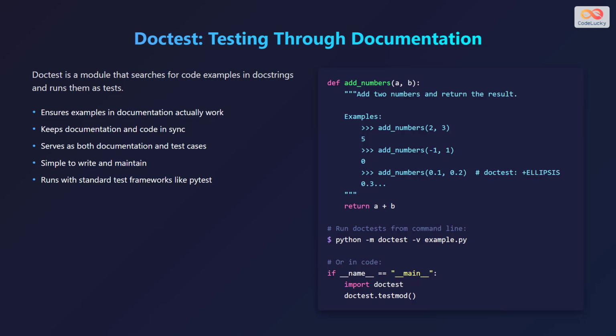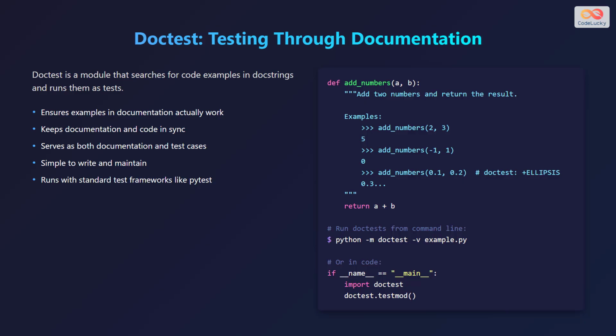Doctest is a module that searches for code examples in docstrings and runs them as tests. This is a fantastic way to ensure that the examples in your documentation actually work and stay up to date with your code. It keeps your documentation and code in sync, and it serves as both documentation and test cases. Doctest is simple to write and maintain, and it runs with standard test frameworks like PyTest.